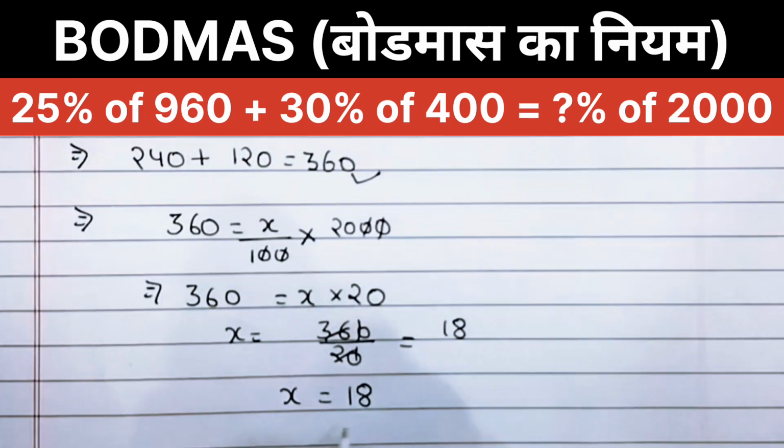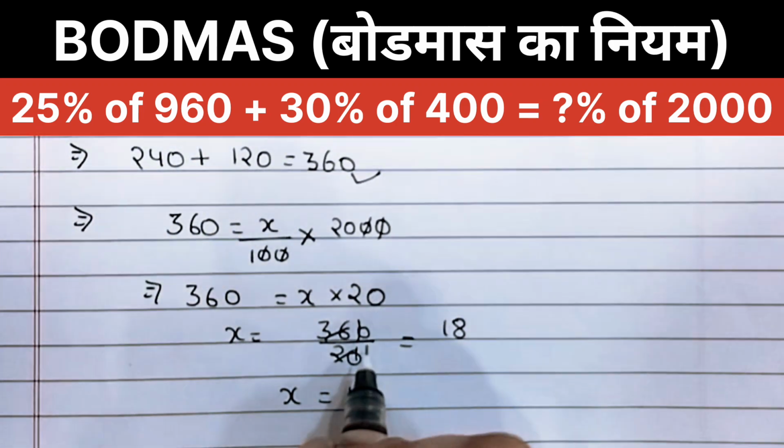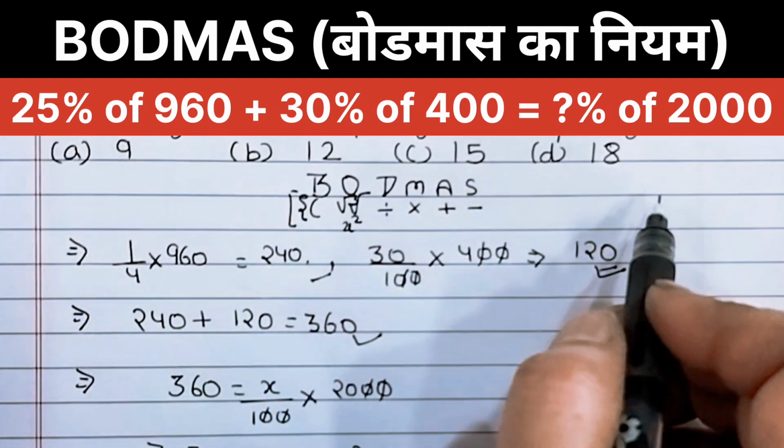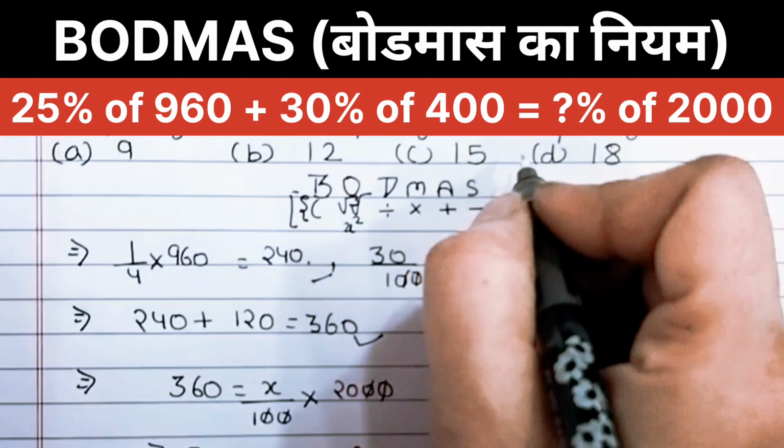To find the percentage value, we divide the total sum by the simplified multiplier to the target number. The missing value is 18, and looking at the given options, option D is the correct answer.